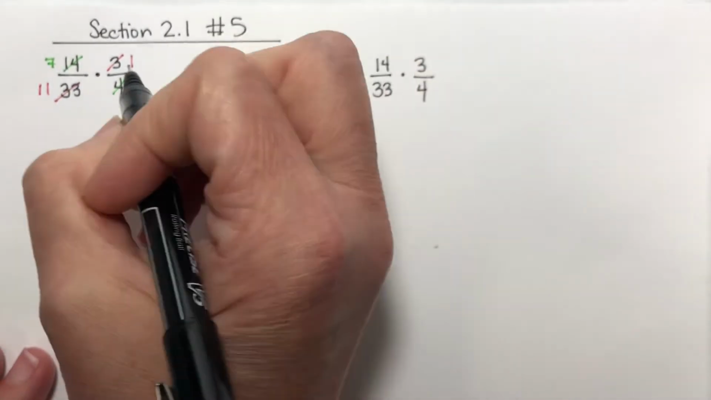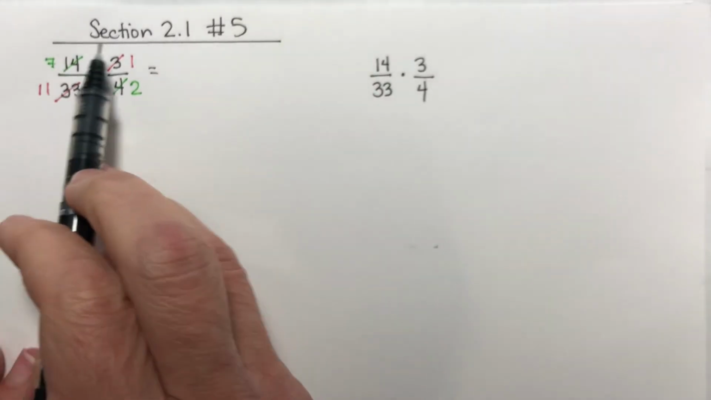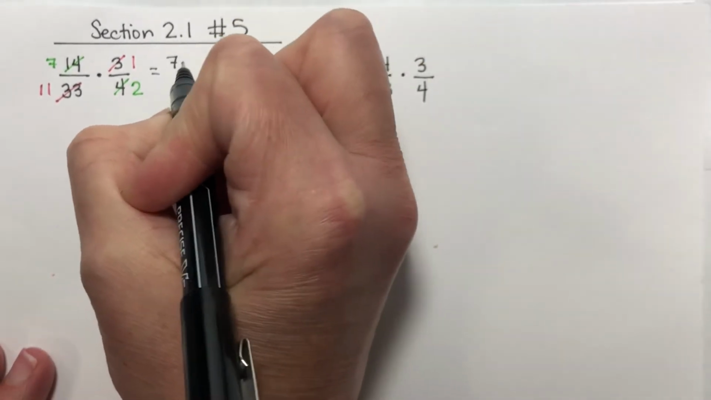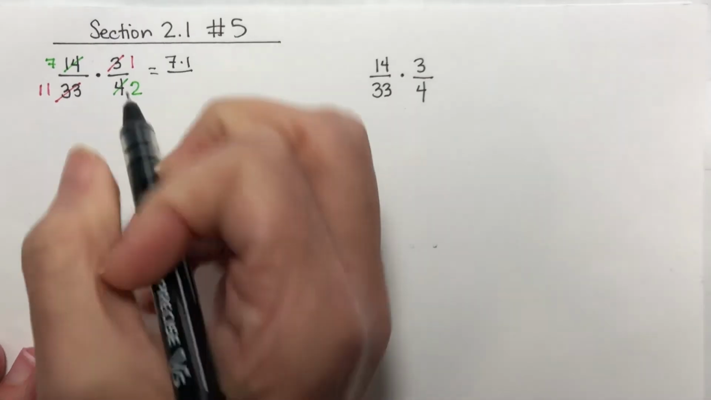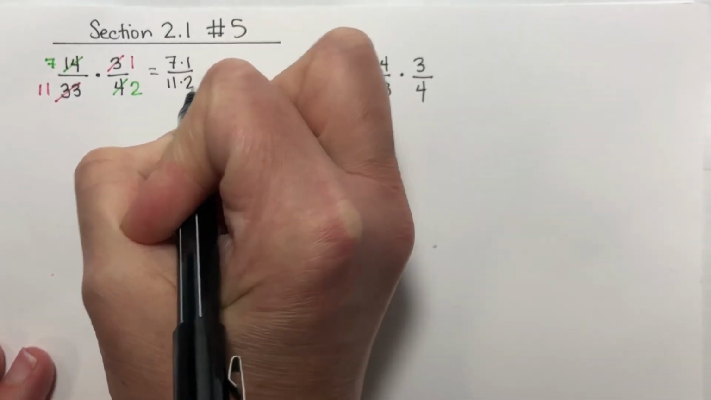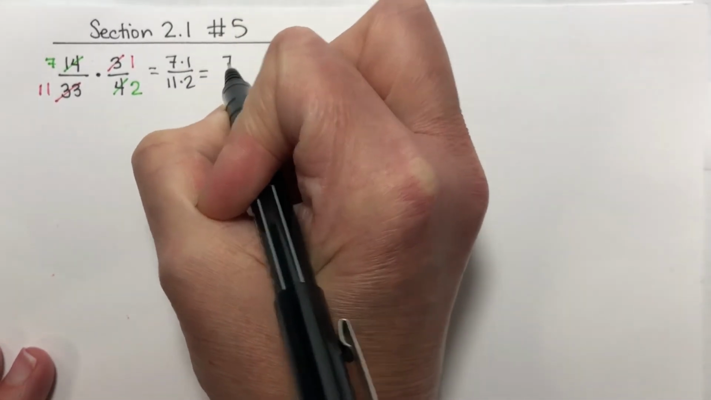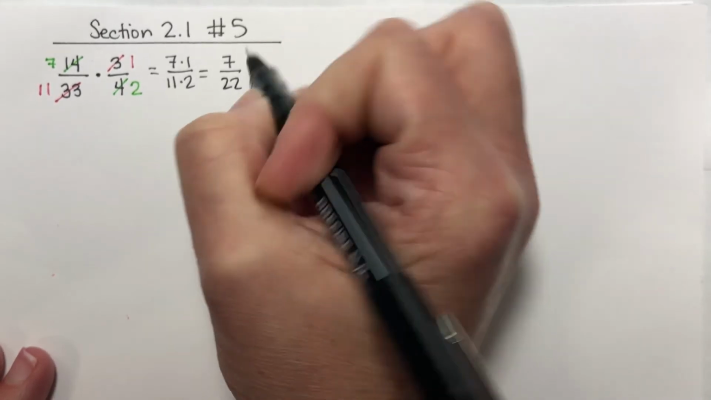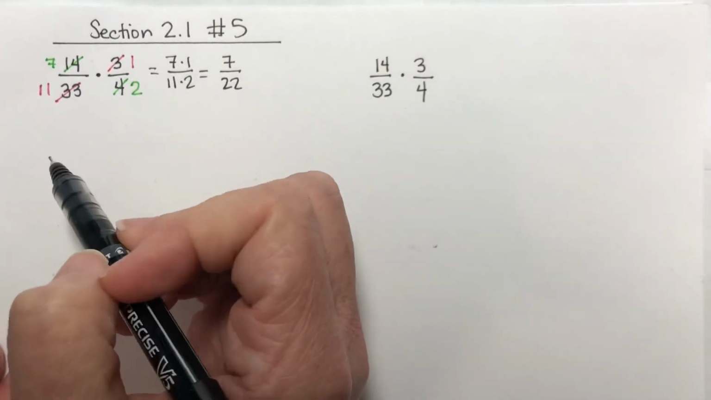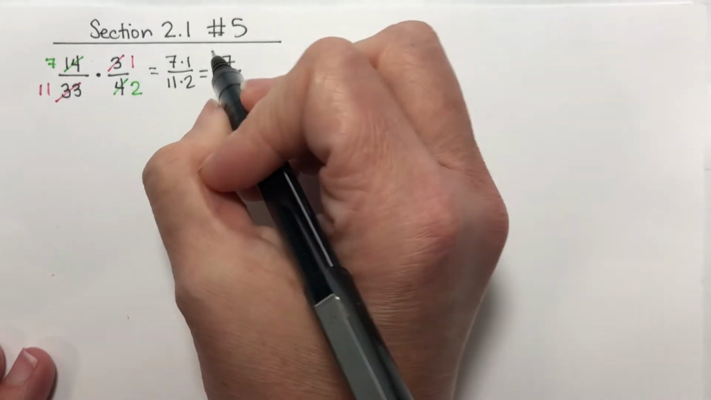Now we can multiply across with the numbers we have left. 7 times 1 over 11 times 2, and that will give me 7 over 22. And if you've done all your cancellations on the diagonals, this should be in lowest terms and it will be your answer.